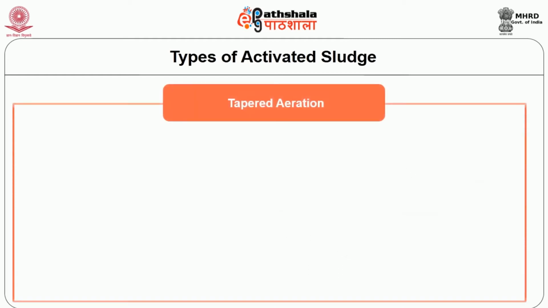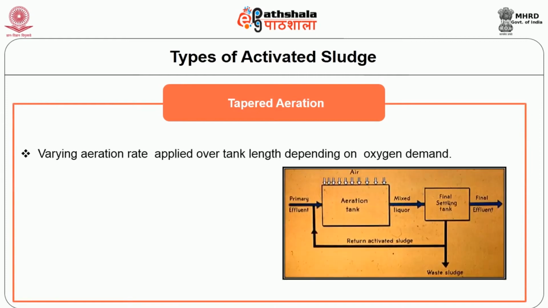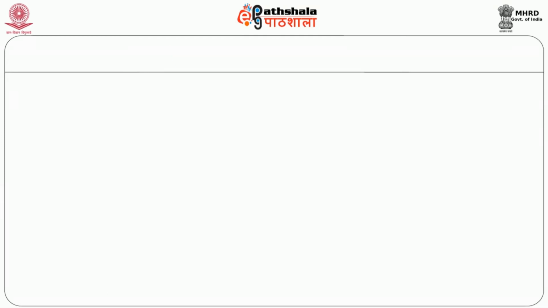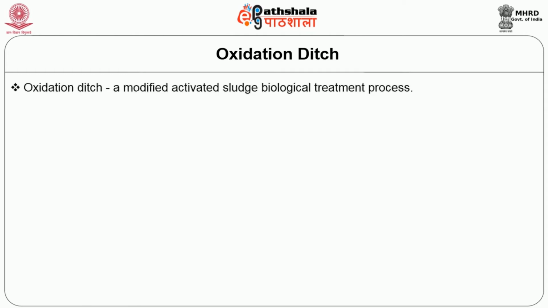Next, coming to the tapered aeration type, here varying aeration rates are applied over the tank length depending on the oxygen demand, which means that a maximum amount of aeration or air is applied at the beginning, and as it passes towards the next stages, there will be a reduction in the oxygen level. We call this tapered aeration.